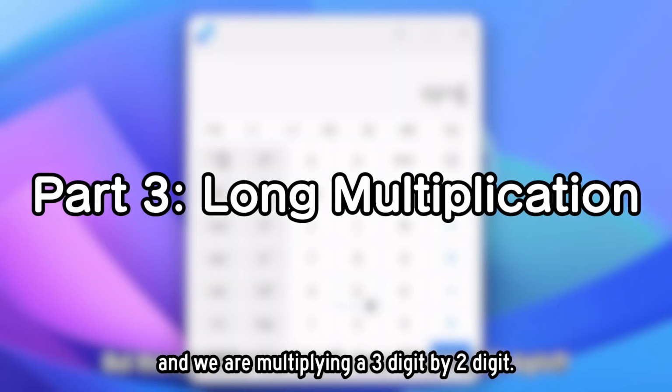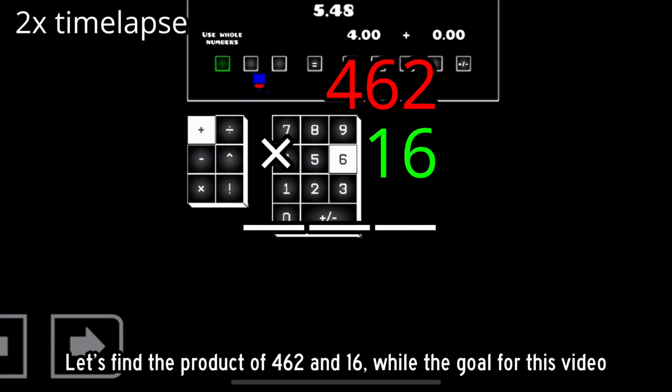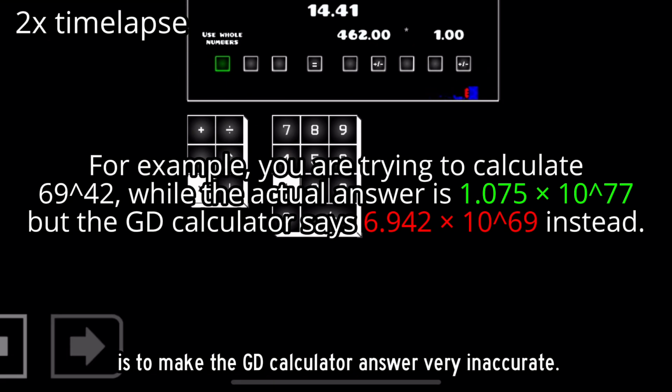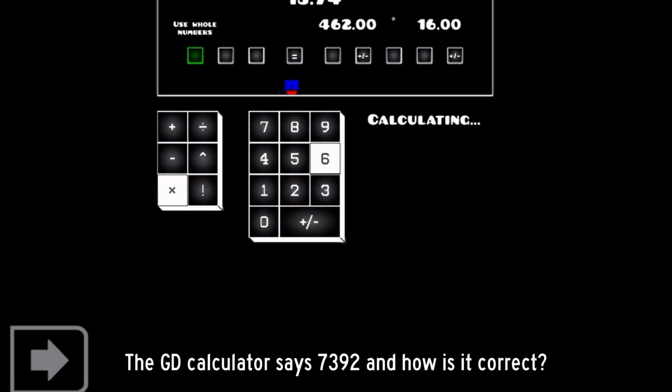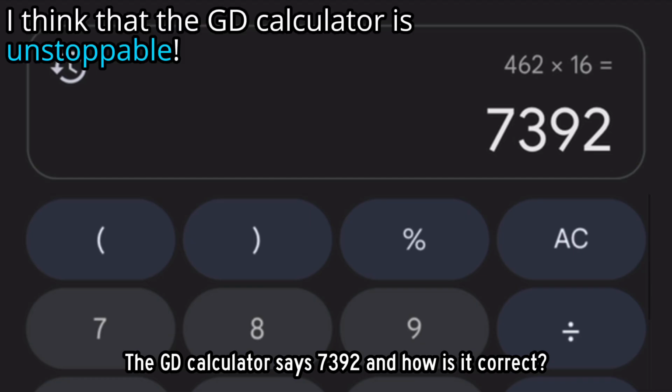And we are multiplying a 3-digit by 2-digit. Let's find the product of 462 and 16. While the goal for this video is to make the GD calculator answer very inaccurate, the GD calculator says 7,392. And how is it correct?